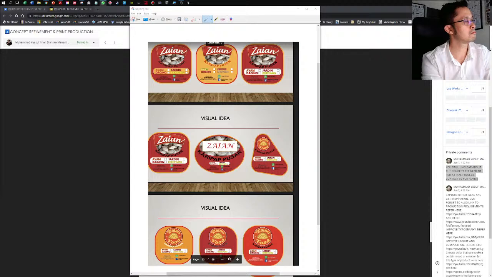Tetradic color schemes form a rectangle on the wheel, using not 1 but 2 complementary color pairs. This formula works best if you let one color dominate while the others serve as an accent.